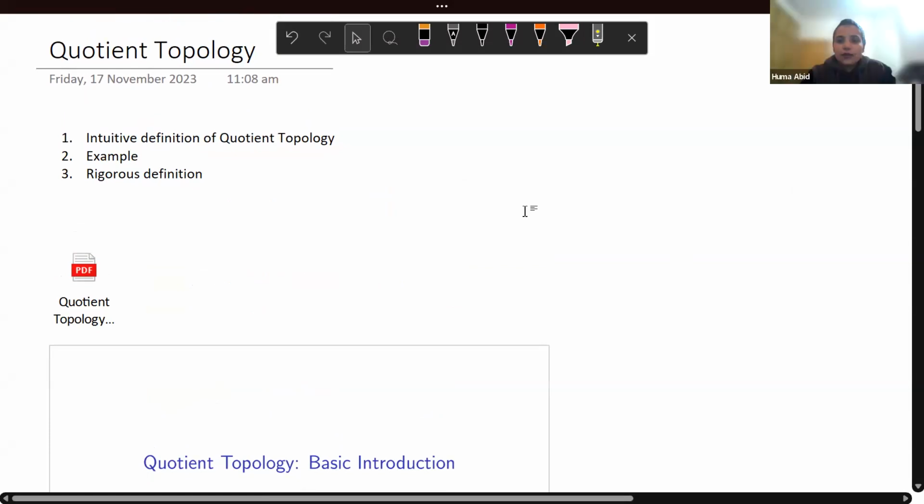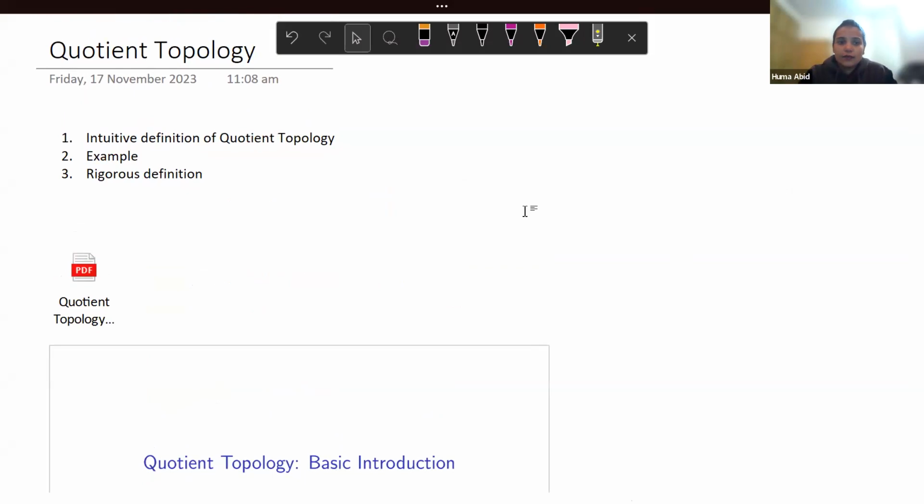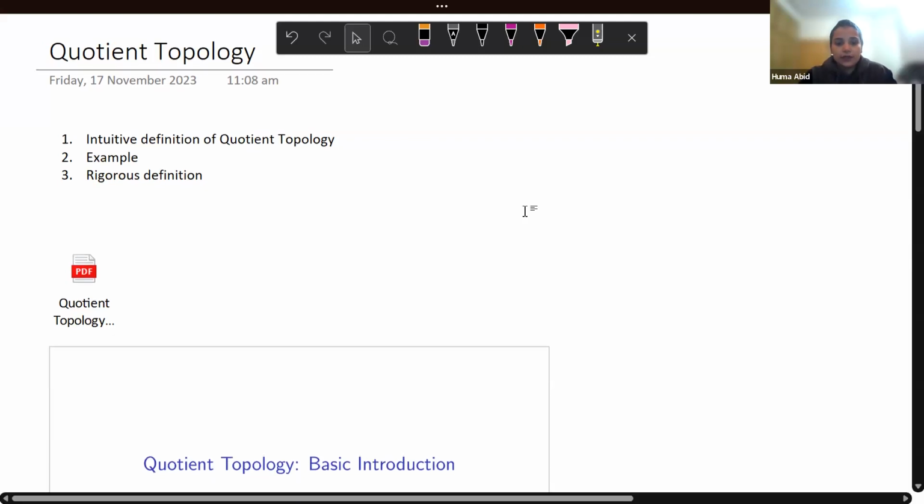Right. So this is a series of lectures for a basic topology course. If you're fresh out of high school or a very beginner undergraduate student, or even someone more advanced who wants to revisit their basics of topology, this course would be for you. The topic for today's lecture is quotient topology.